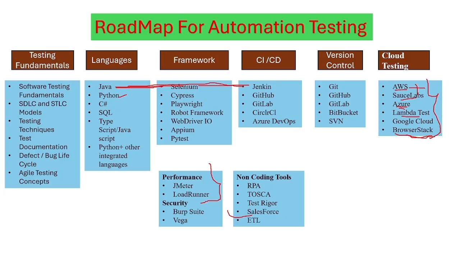When you are working on a new project, as an automation tester you still need to work on manual testing, because the application is not yet stable and you can't go for automation testing. That is also one point.